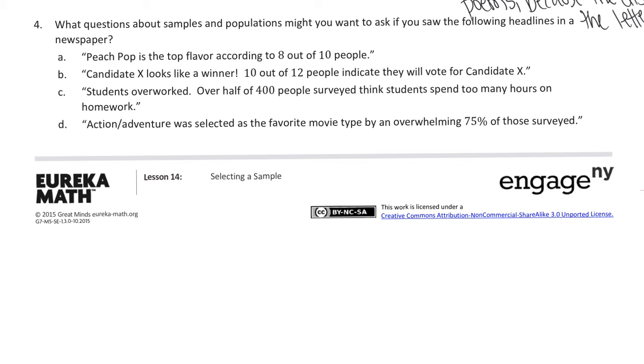So when we think about these headlines, we need to think about, what are they asking? Maybe they literally only asked 10 people. Because when we think 8 out of 10 people, we want to believe that they asked more than 10 people and that they're just simplifying it down for us a bit. But maybe it's not the case. So asking how were the people selected and how many people were surveyed are great questions to ask. We'll go ahead and write those down.